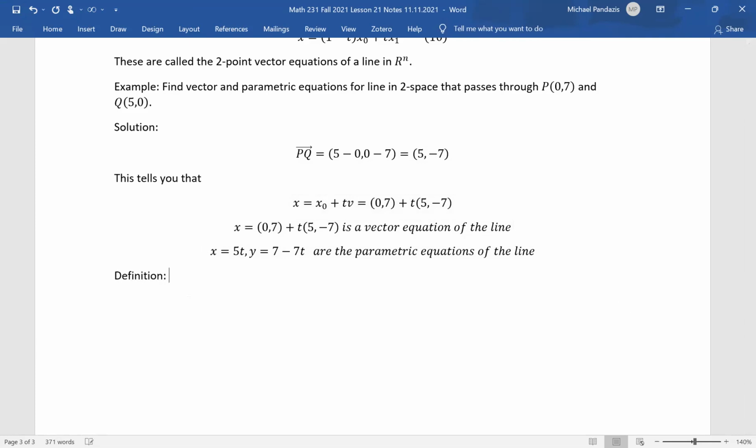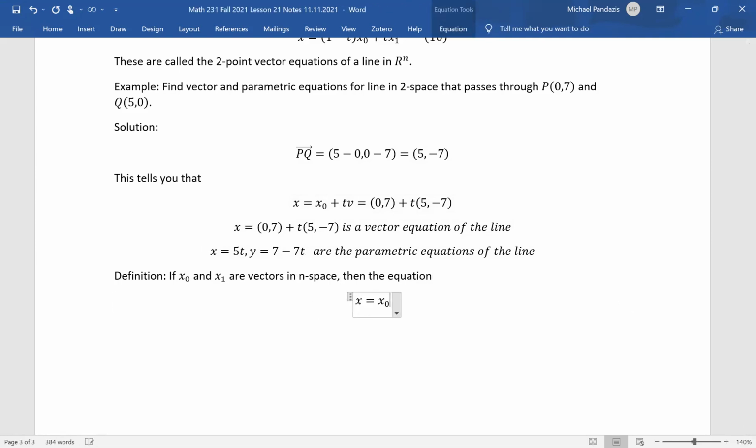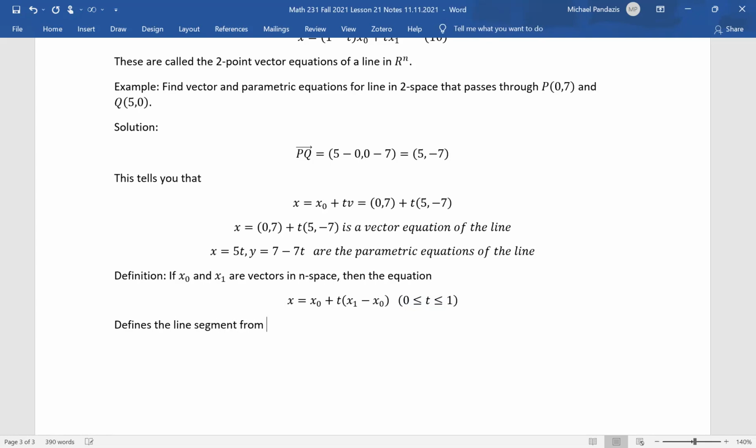Okay, so now a definition. If X naught and X1 are vectors in n space, then the equation X is equal to X naught plus T times (X1 minus X naught), for 0 less than or equal to T less than or equal to 1, defines the line segment from the point X naught to the point X1. So instead of the line going through the entire line, it's just the segment from X naught to X1.